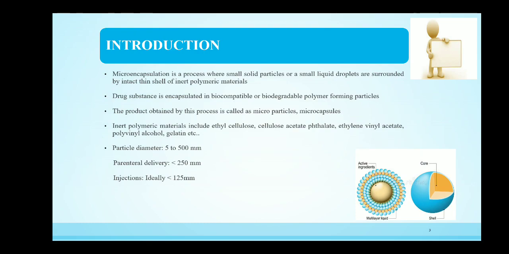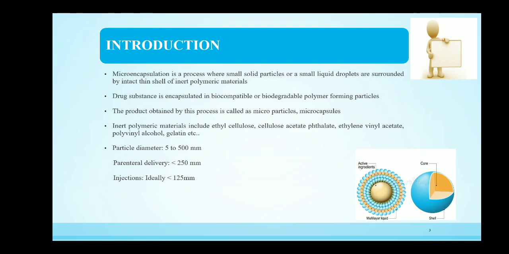Here the drug substance is encapsulated in a biocompatible or biodegradable polymer forming particles. Therefore, microencapsulation is a process in which gaseous, liquid or solid agents can be embedded in a carrier matrix or a shell material by which new products with customized characteristics can be produced. Products which are obtained at the end of the microencapsulation process are said to be microcapsules or microparticles. Inert polymeric materials include ethyl cellulose, cellulose acetate phthalate, ethylene vinylene acetate, polyvinylene alcohol, gelatin, etc.